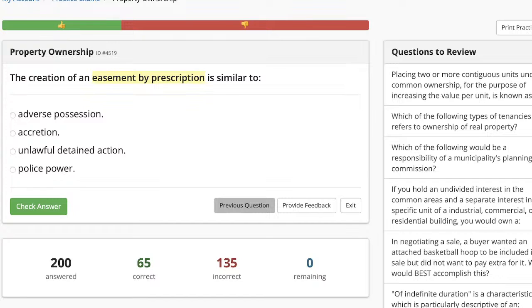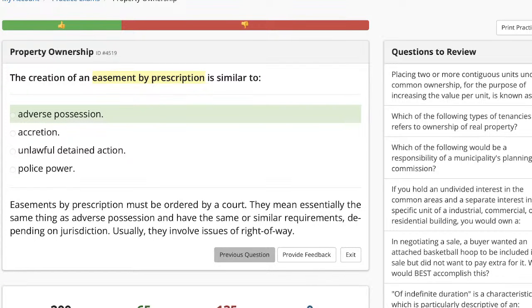The creation of an easement by prescription is similar to A, adverse possession, B, accretion, C, unlawful detainer action, or D, police power. And the answer is adverse possession.